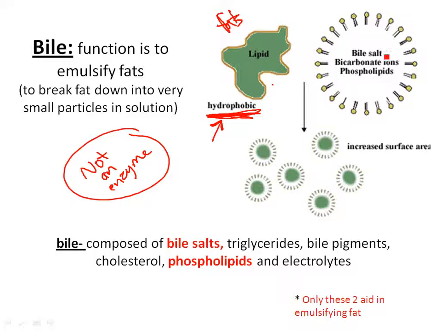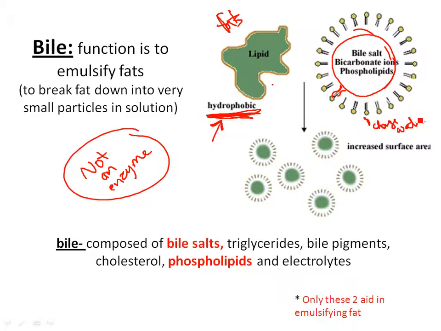And if you look here, you'll see all these ingredients. Bile is composed of several different things: bile salts, triglycerides, cholesterol, pigments. It's a mixture of things. And when it happens to come in contact with the fats, the hydrophobic tails of these little phospholipids will orient themselves toward the fat. And of course, these little head parts will have a charge, and they will orient themselves toward the water.